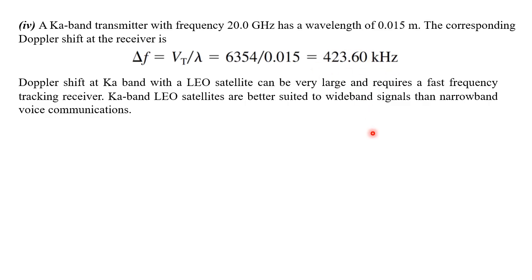So we need a very fast frequency tracking receiver. So Ka-band LEO satellites are better suited to wideband signals than narrowband voice communications because of this Doppler shift.